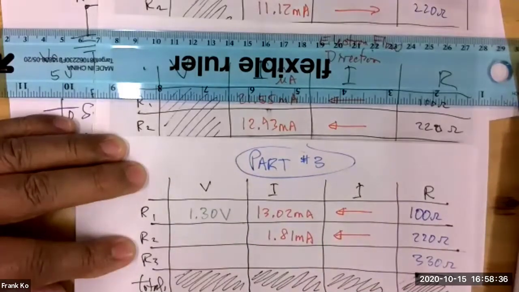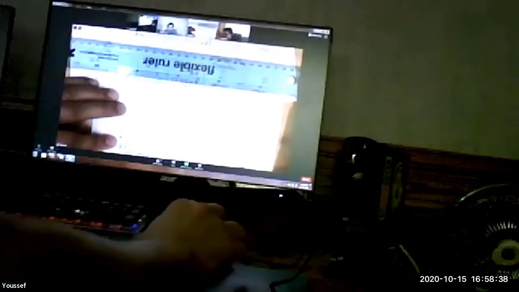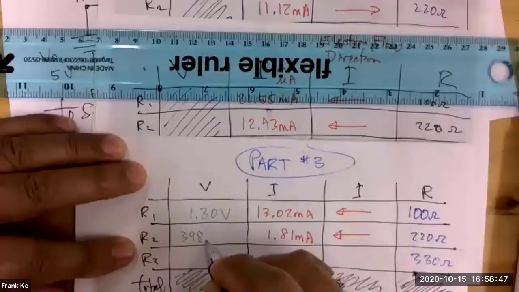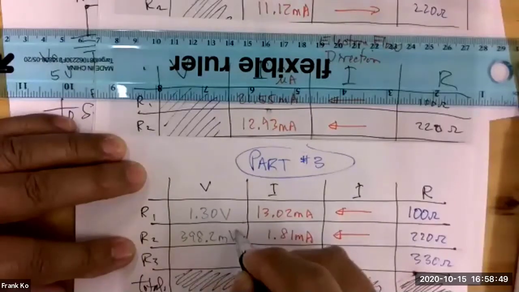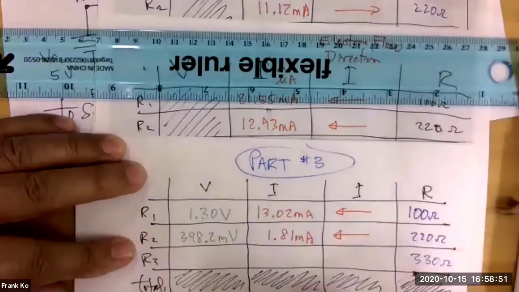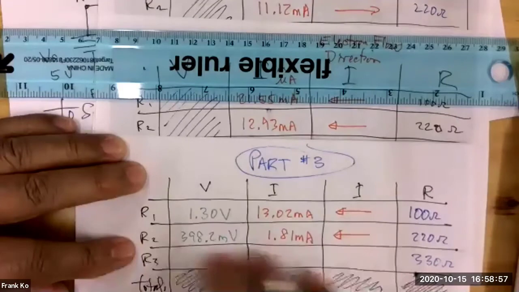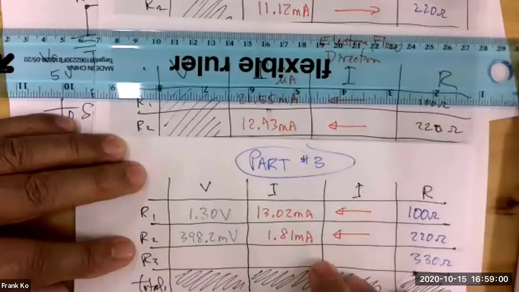Times 220. And Yusuf, what do you calculate for the final voltage? 398.2 millivolts. Okay, so 398.2 millivolts. How many people agree? Wave your hands at me. Thumbs up. Okay, that's good. Great. Now we have 3 more cells and we're almost there.